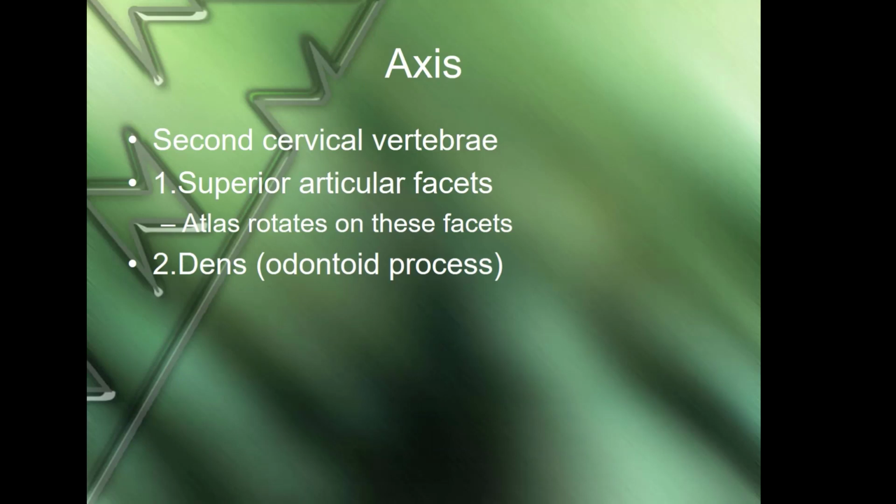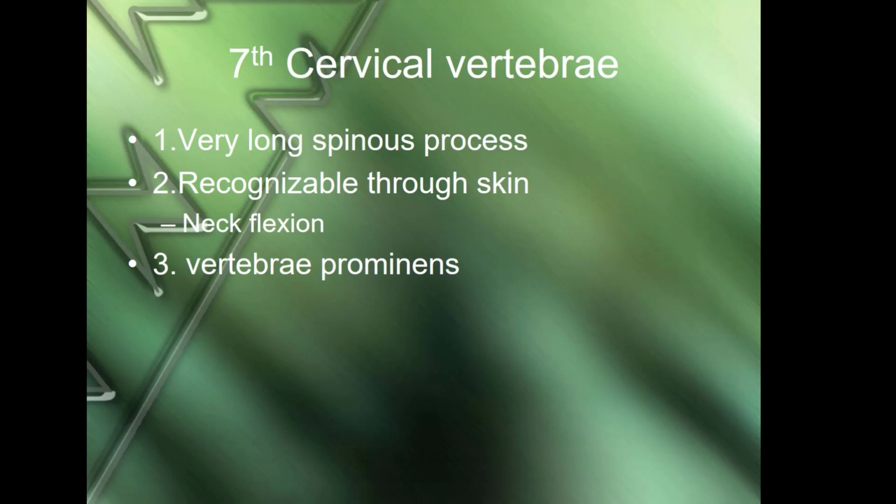The axis is the second cervical vertebra, for turning of the head to the left and right. It has a superior articular facet. This will articulate with the atlas and rotate on these facets, and it has a dens. A dens is an odontoid process. This is the striking feature present in the axis. Again, the seventh cervical vertebra has a very long spinous process, recognizable through the skin. We can feel it, especially in neck flexion, and it has, as we say, the vertebral prominence.